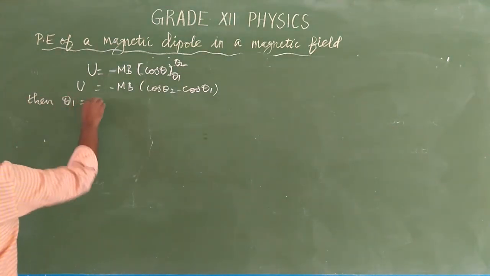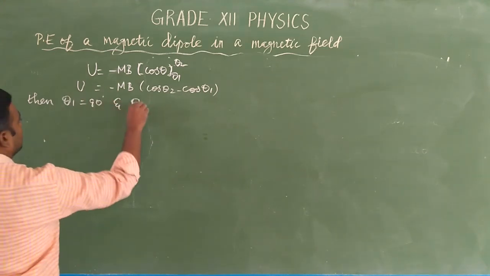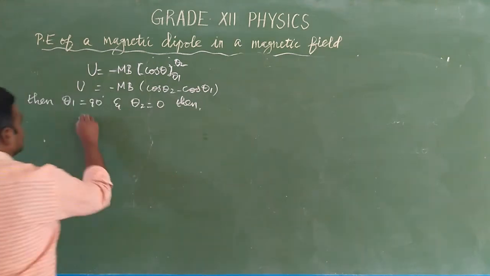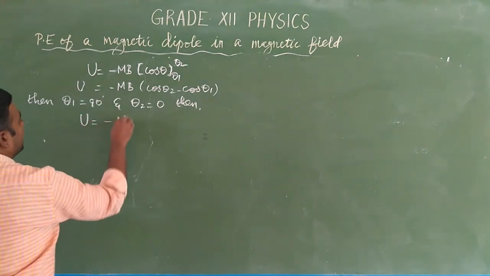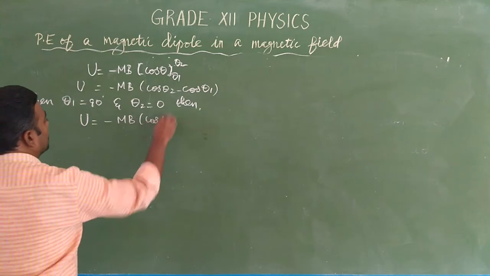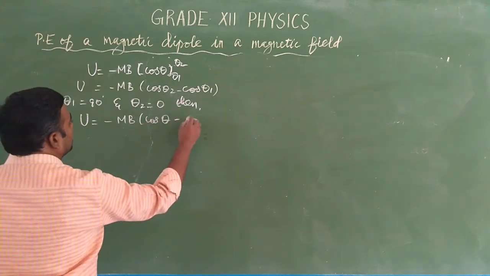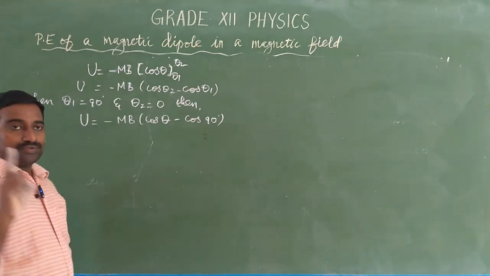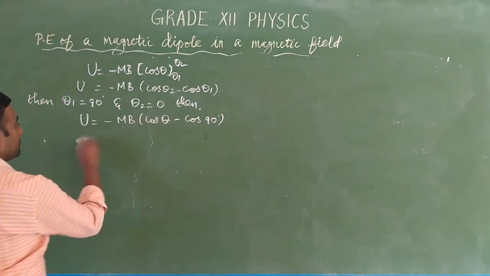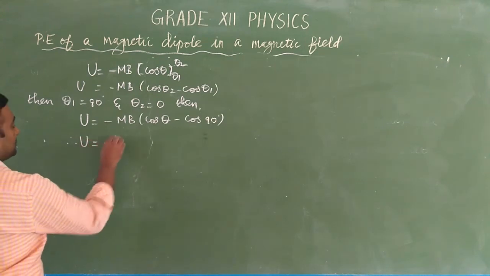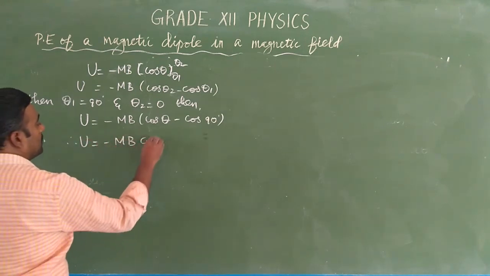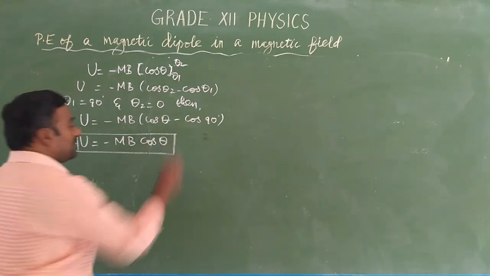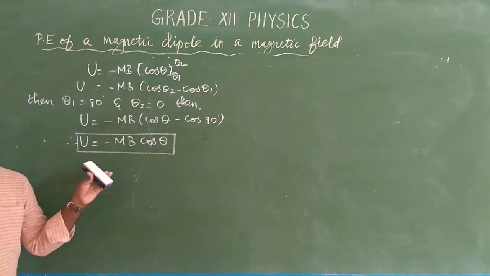Then theta 1 is equal to 90 degree at initial, and theta 2 is equal to theta. Then the potential energy is equal to minus mb into cos theta minus cos 90 degree. Cos 90 degree is equal to sin 0, so the value is 0, and the remaining potential energy is equal to minus mb cos theta. So now we obtain the potential energy of a magnetic dipole in a magnetic field, not electric dipole.